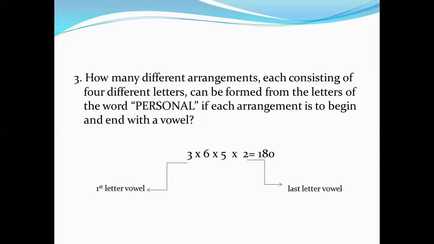Next, why 6 here? Because of the 3 vowels, there is one left that was not chosen, plus the 5 consonants. So you have 6 choices, or 6 letters, for the second letter. And then for the third letter, you have 5 choices, since we subtracted the one we chose for the second letter. So multiplying 3 times 6 times 5 times 2 will give us 180.